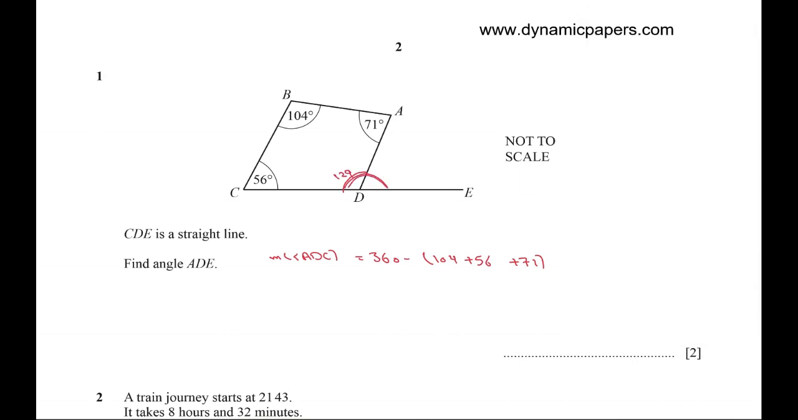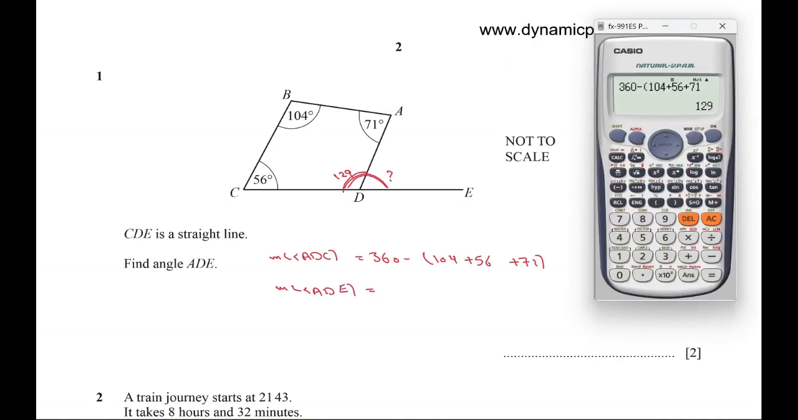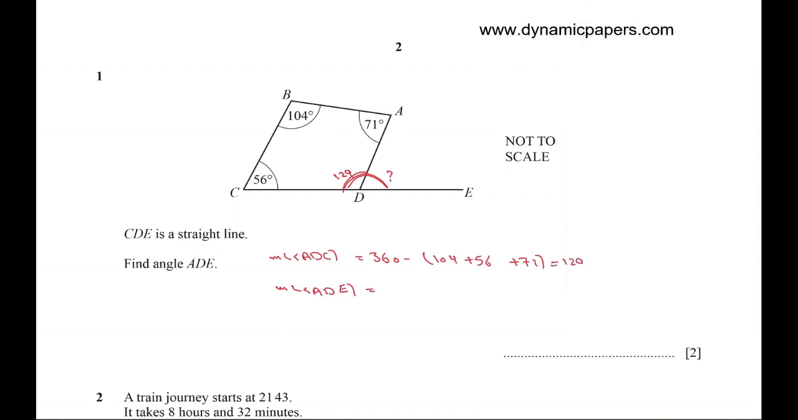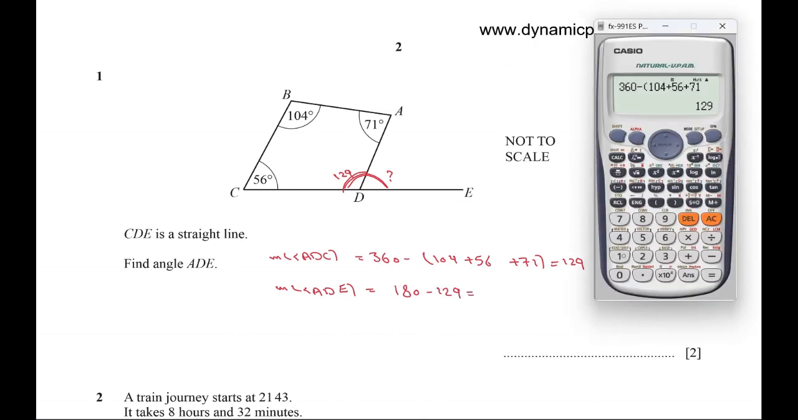Since the two angles are supplementary, we can find the measure of angle ADE. Angle ADE equals 180 minus 129.